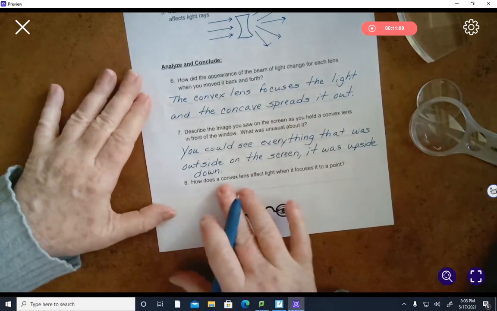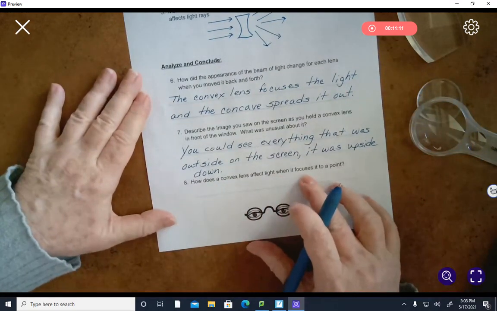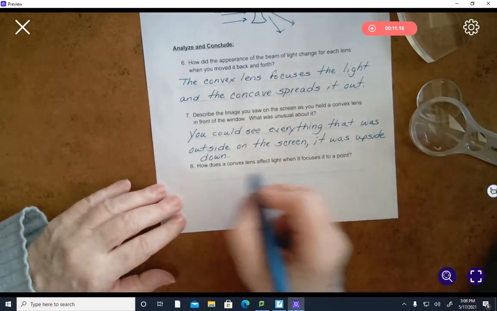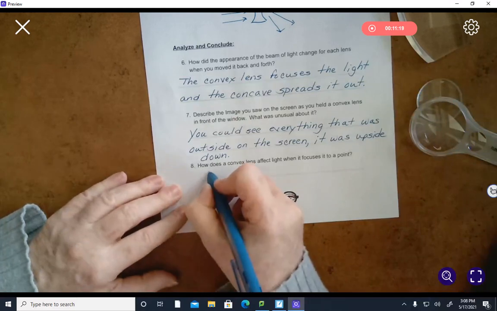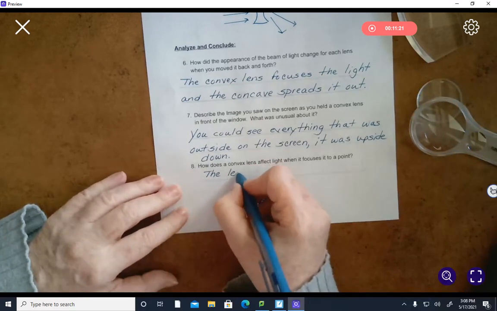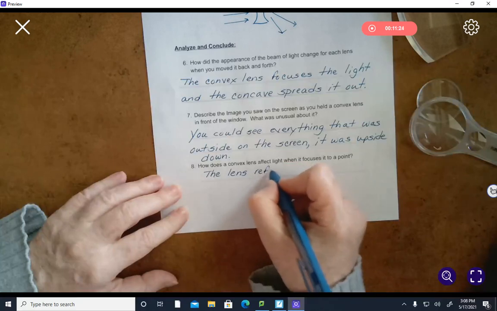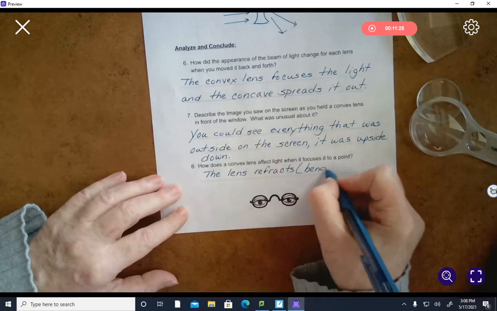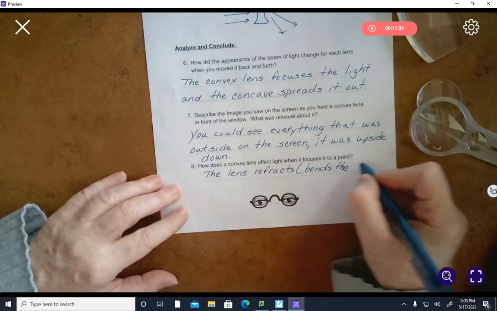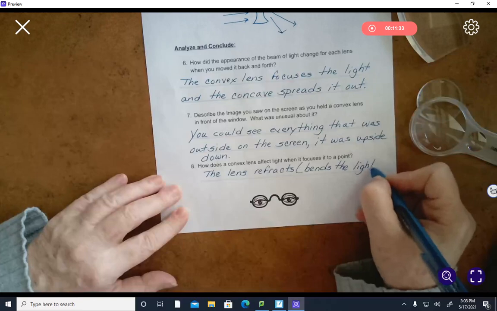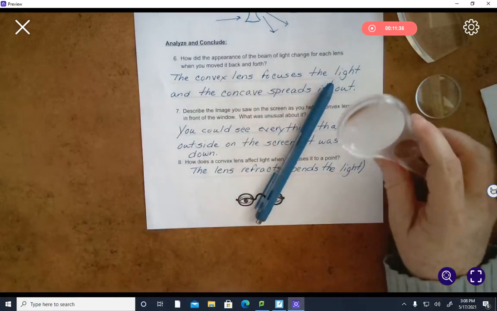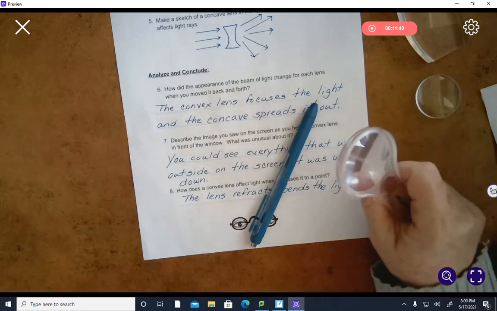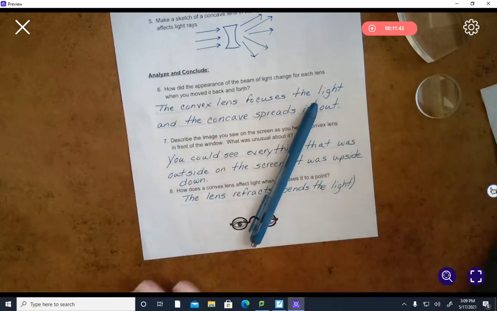How does a convex lens affect light when it focuses it to a point? So we're going to use the vocabulary here and just say the lens refracts or bends the light. Okay, that's what we're going to be doing. I'm going to try to hold the camera up and the magnifying glass and the screen with the window behind me and see if this works.